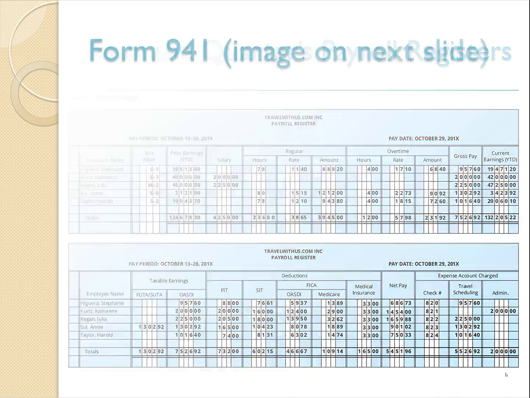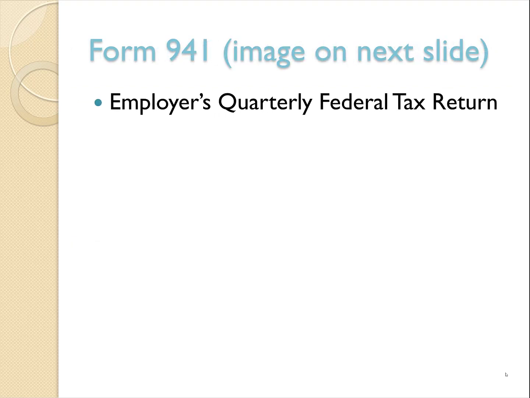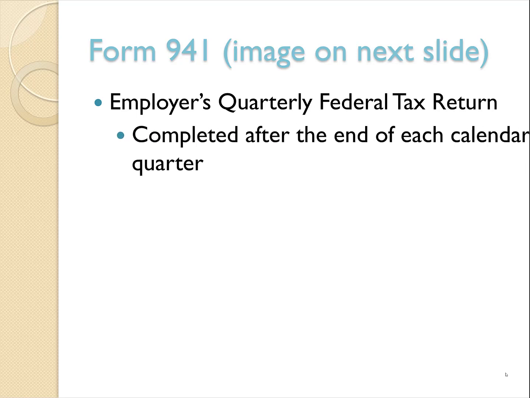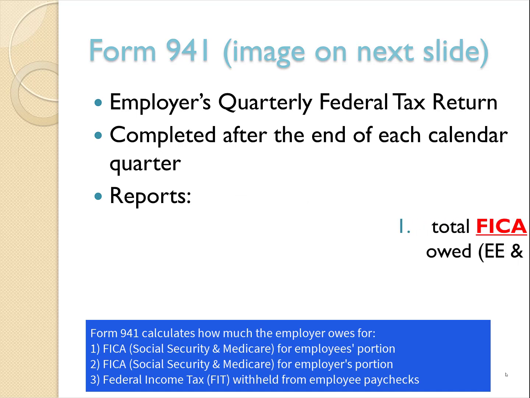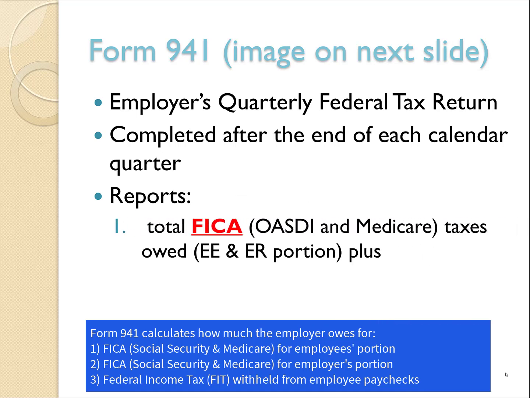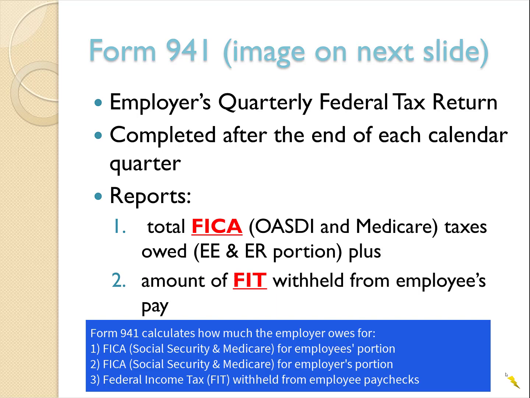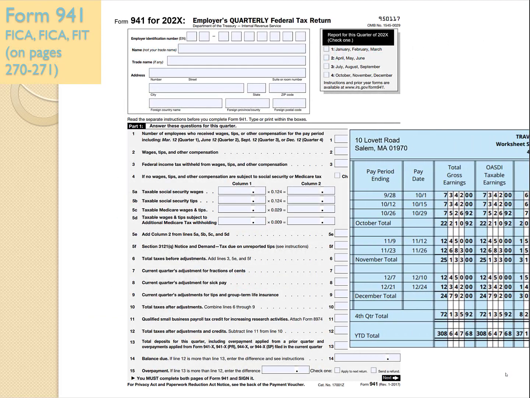So now we can get started. Form 941 is the employer's quarterly federal tax return, and you'll be able to see an image of it on the next slide. It's completed after the end of each calendar quarter, so you have to fill this out 4 times a year. It's going to report the total FICA. Remember, FICA is 2 taxes, OASDI, Social Security, and Medicare, plus the amount of federal income tax, FIT, withheld from the employee's pay. So let's get started on filling this out.